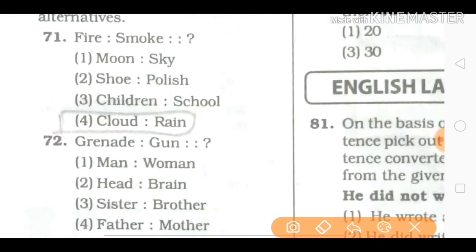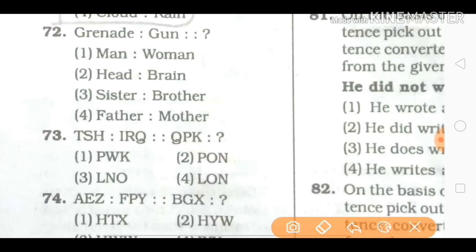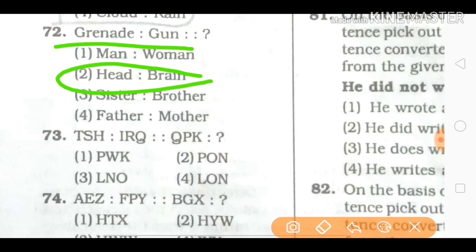The next one is what? Fire, smoke, cloud, rain, right? Grenade, gun. Grenade, to explode anything, not explore, explode anything, Visport grenade. What is the answer of this question? The head and brain is going to be your answer, right?